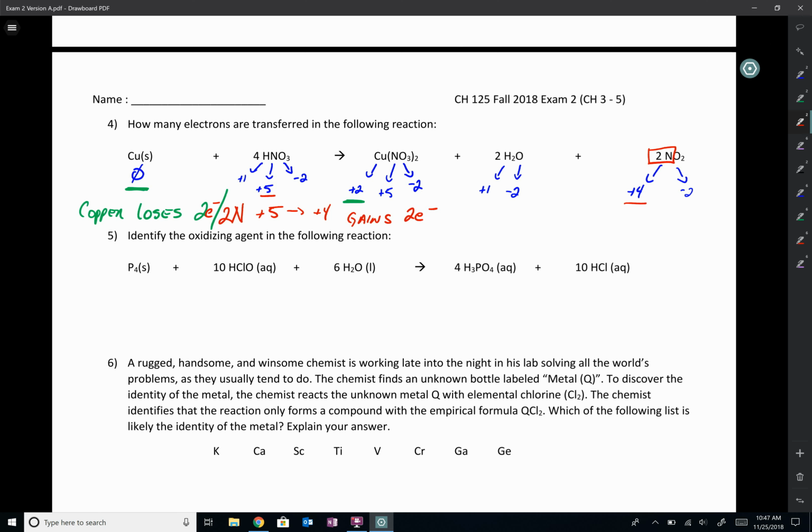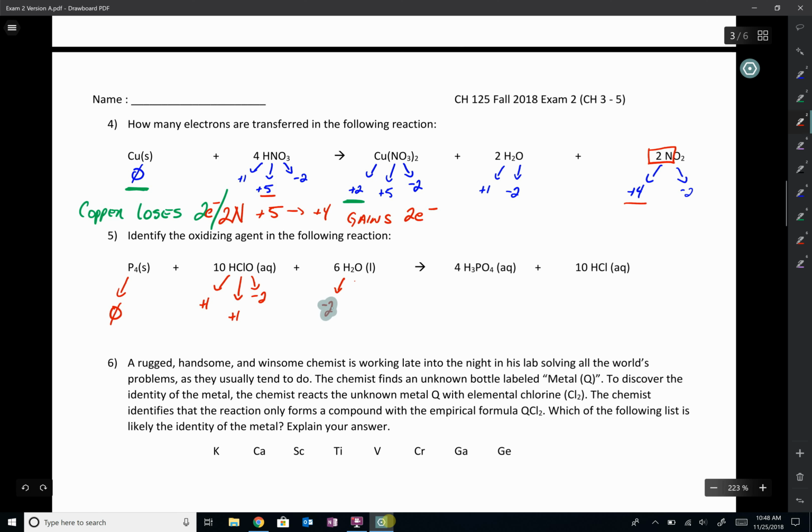Okay, moving right along to question number 5. Here's phosphorus in its elemental form. Whenever something is by itself, it's its elemental form, so phosphorus here is 0. We could go through and quickly assign oxidation states. Oxygen -2. Chlorine here is +1. Hydrogen here is +1.